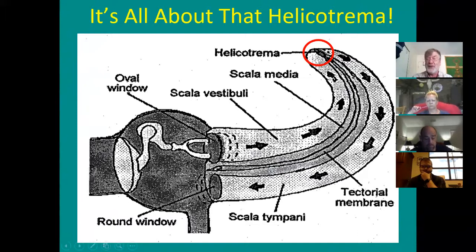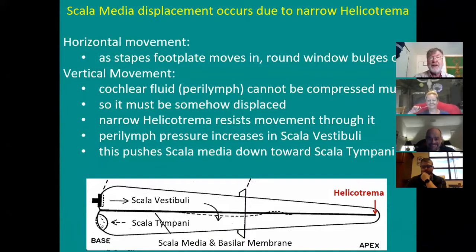Okay? So think of the cochlea as always having two actions. There's a horizontal back and forth motion, oval window and round window. The oval pushes in, the round bulges out, and then you have that up and down action happening as a result. And you may wonder how that happens. Well, it's all about that helicotrema. All right, and this is just a verbal description of what I was just talking about.